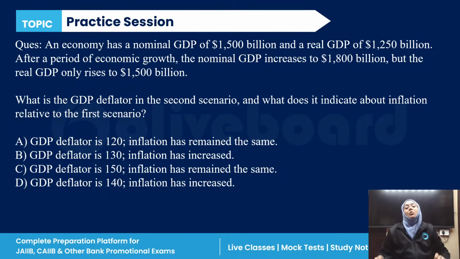Correct. Next question. An economy has a nominal GDP of $1,500 billion and a real GDP of $1,250 billion. After a period of economic growth, the nominal GDP increases to $1,800 billion, but the real GDP only rises to $1,500 billion. What is the GDP deflator in the second scenario? And what does it indicate about the inflation relative to the first scenario?